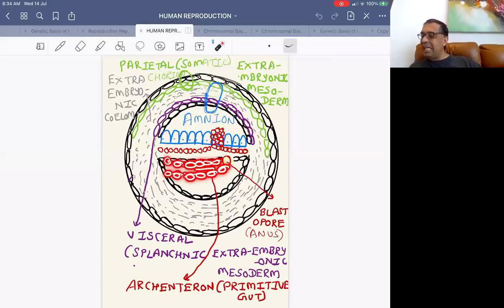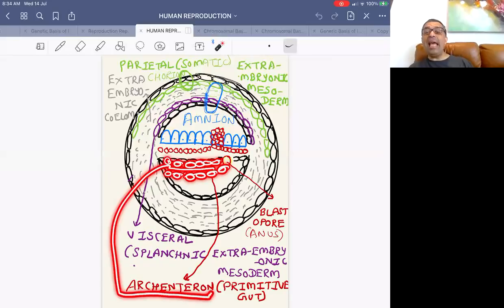a cavity. एक continuous tube बनती है और उस tube के अंदर एक cavity बनती है. That cavity is called as the archenteron, which is the primitive gut. Archenteron, primitive gut, in other words, digestive system banta hai. Sir, the internal lining of the digestive system is called as the archenteron or primitive gut.